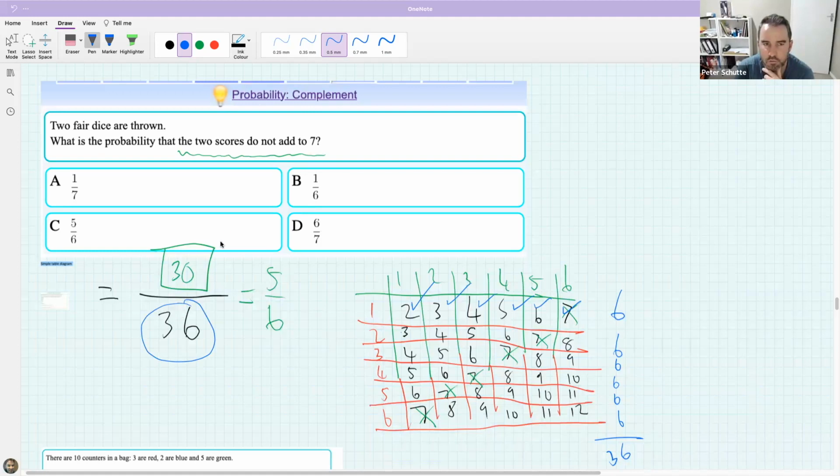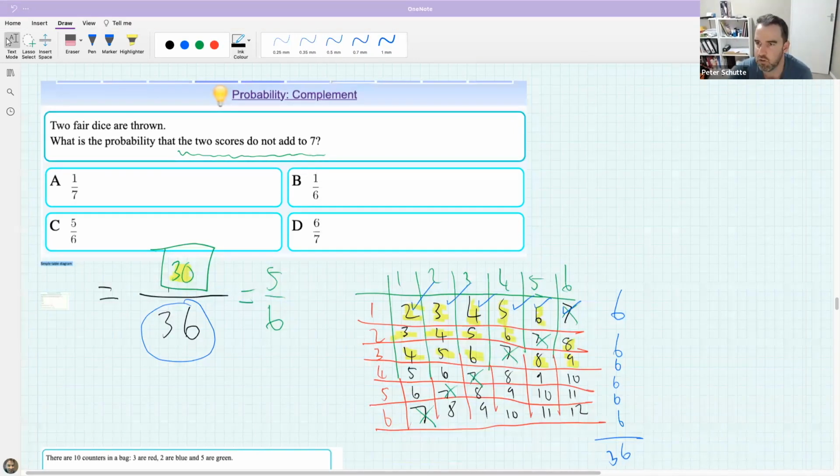But for this question, I want all those options that do not add up to 7. So in this row, there would be 5 options that don't add up to 7. In this row, there would also be 5 options that don't add up to 7. In this one, there would be 5 options that don't add up to 7. And you kind of see the pattern there. Together that must give me the 30.